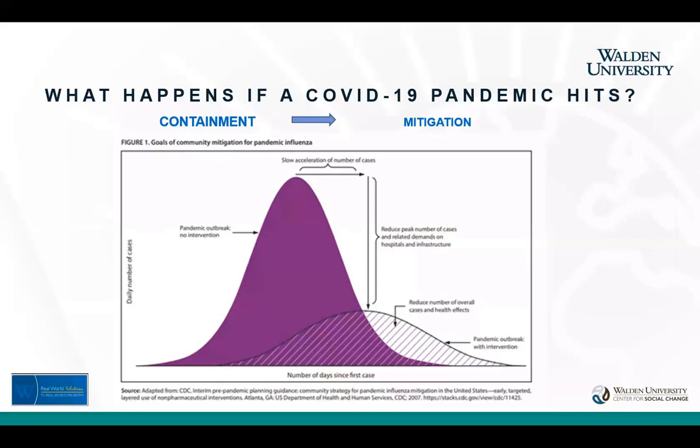So we have to move into mitigation. And that becomes important because it can help reduce the intensity of the outbreak. It might not get rid of it entirely. That moves from this big purple curve down to the dashed smaller one. And it also reduces strain on the health system and the economic well-being and social well-being of society.